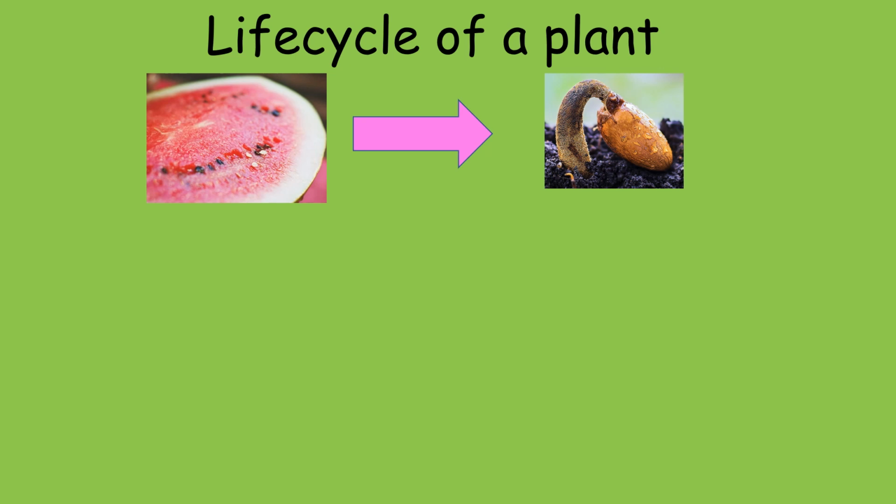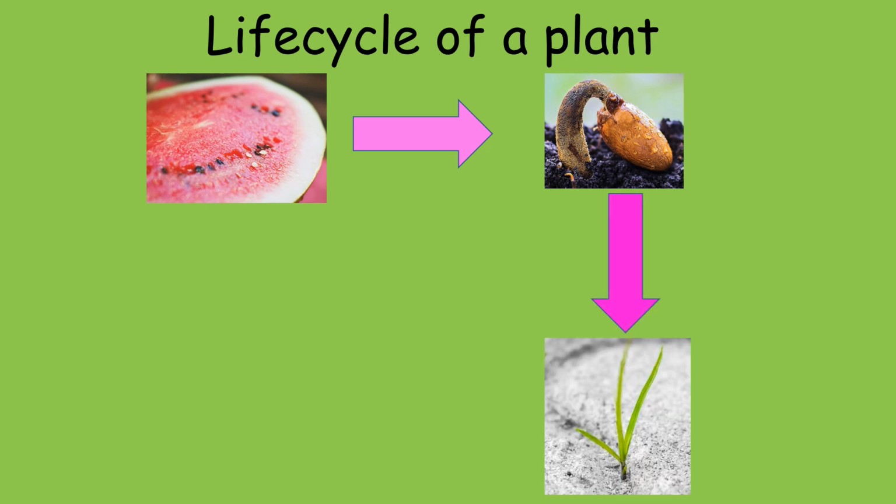Let's have a look at the life cycle of a plant. Today we're looking at the watermelon. You can see from this picture that those little black dots are the seeds. So when those seeds get planted in the ground, they start to germinate. This picture here is the very beginning of a seed starting to grow. You can still see the seed on the end of the stem there. This would be really, really small in the ground.